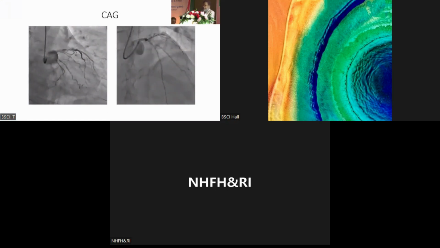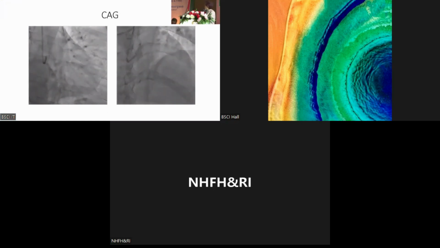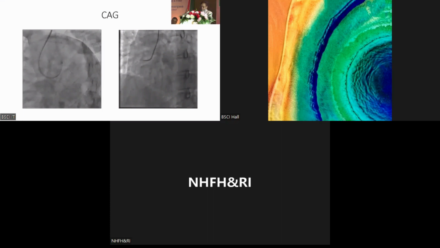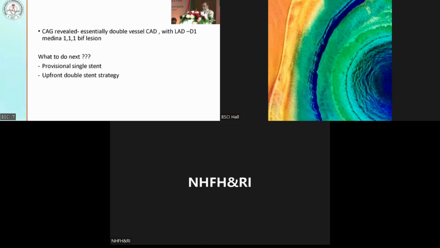LAD diagonal bifurcation, both the LAD as well as the diagonal branch. The ostioproximal part is significantly narrowed. You see in this yellow caudal view, it looks good, and the right coronary is normal. And then CAG revealed double vessel disease with LAD-D1, Medina 111.